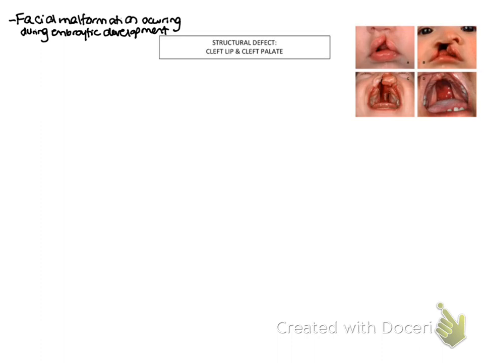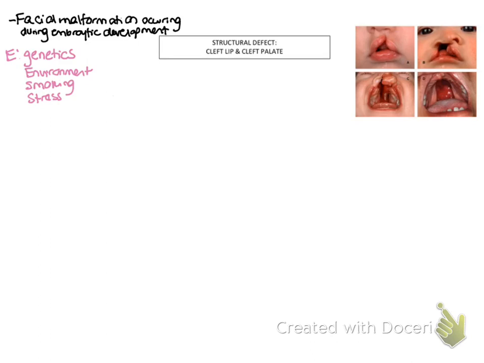Excuse me. Facial malformation that occurs during embryonic development. So while the baby's in the mommy's belly developing, it just doesn't form all the way. Your maxillary process, your different facial processes should come together as the little embryonic baby's forming, and it doesn't for whatever reason. It can be because of genetics. It can be because of environmental exposure, like smoking during the first trimester, which causes a lot of defects.